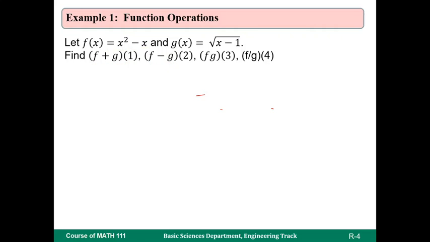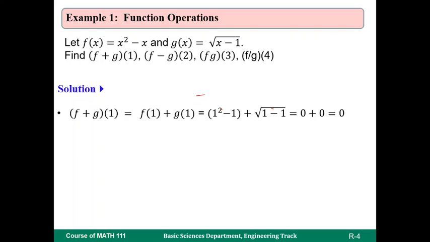So let's see. Now the first one then is equal to f of 1 plus g of 1. When you put it here, f of 1 is 1 squared minus 1, and g of 1 is the square root of 1 minus 1, which makes 0. So it's 0 here and 0 here, and it becomes 0.